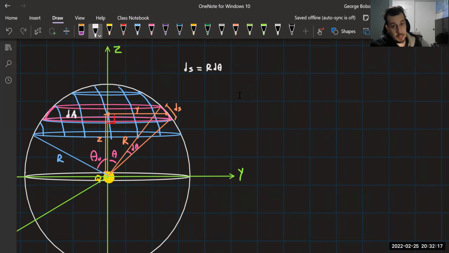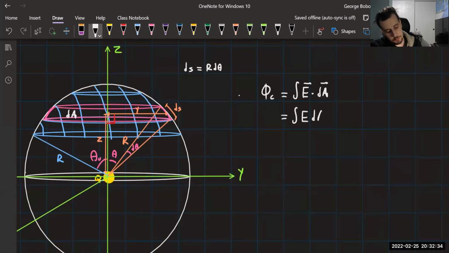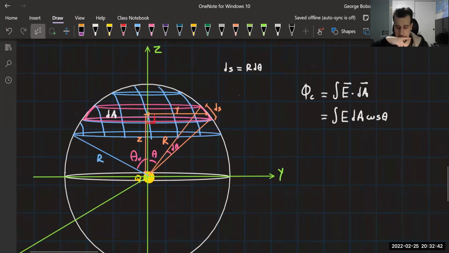So one of the things I need to do right now is write down my integral for this. So the flux through the cap, it's going to be the integral of E dot dA. And again, E dotted with dA gives you this. What is this angle though? Let's think about this for a second.